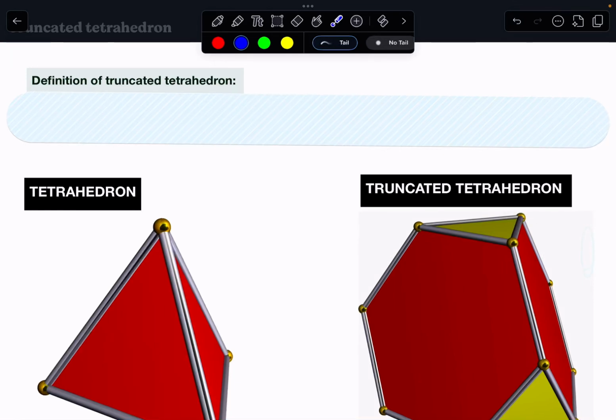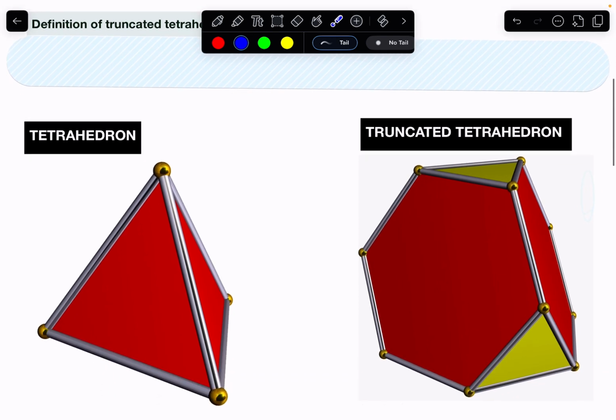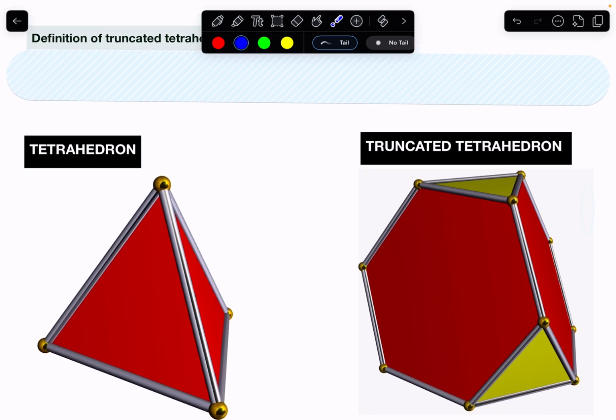Hello everyone. This video is about truncated tetrahedron. So in this video, I'm going to give the exact meaning of truncated tetrahedron, how truncated tetrahedron is produced, and how to compare the different parameters of a tetrahedron and truncated tetrahedron. So here you can see the two objects. One is a tetrahedron, another one is a truncated tetrahedron.